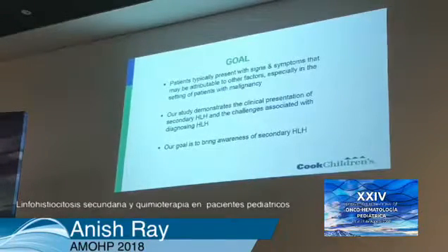So we took up this study where we wanted to understand the presenting pattern for patients with signs and symptoms that can be confusing in the setting of cytotoxic chemotherapy, especially those with malignancy. We wanted to understand their clinical presentation, and our goal overall was to bring awareness to secondary HLH.